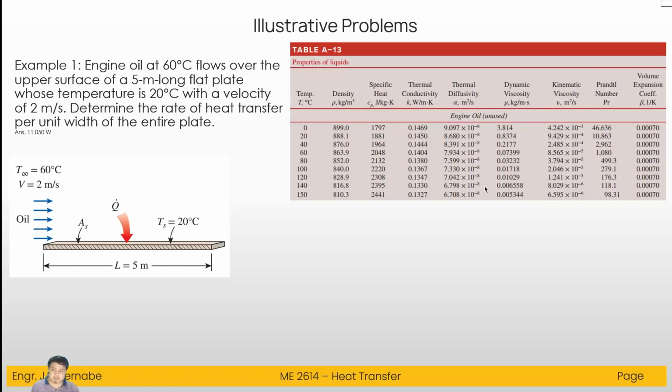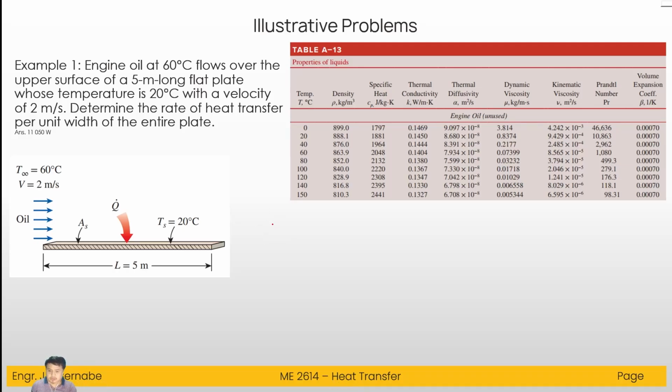All right, for this first example, you have engine oil at 60 degrees, which flows over the upper surface of a 5-meter long flat plate whose temperature is 20 degrees. The velocity is 2 meters per second. Determine the rate of heat transfer per unit width of the entire plate. So how do we do this now?